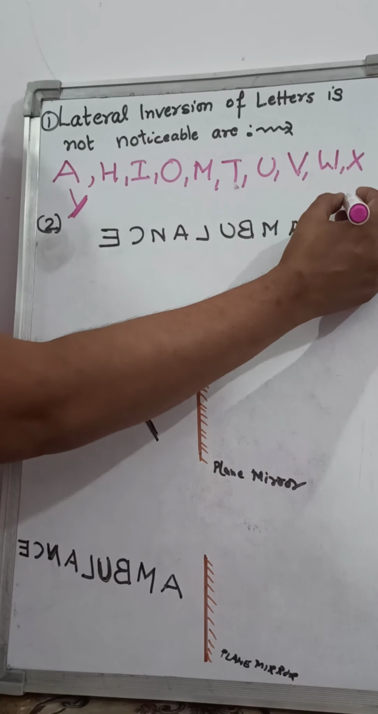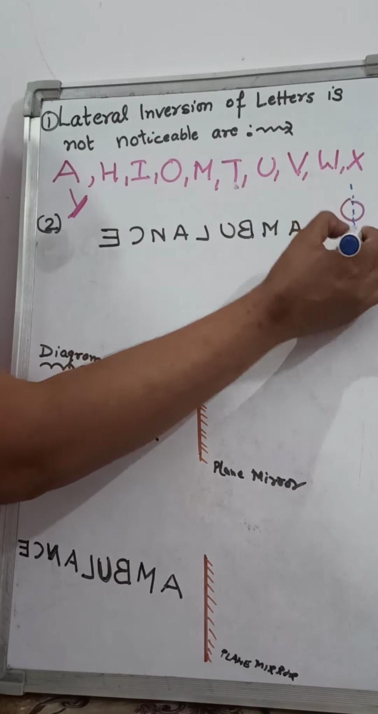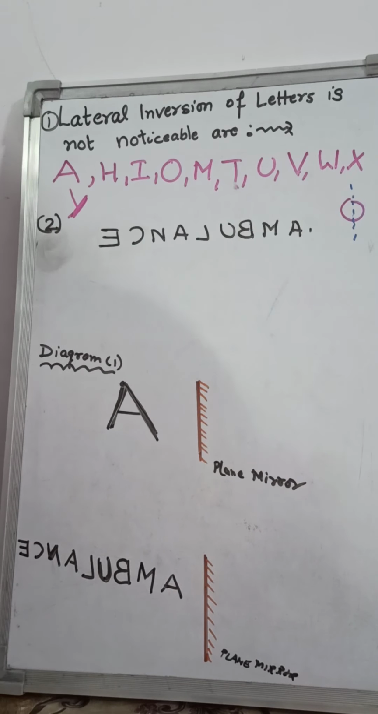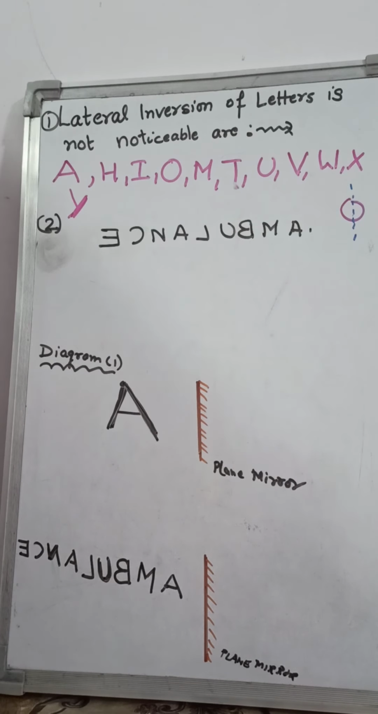If you take the letter O and draw its symmetry, that means it is symmetrical about a vertical line. That means it is passing through the midpoint of the letter. Now let us take some examples of letters which are not noticeable for the lateral inversion.